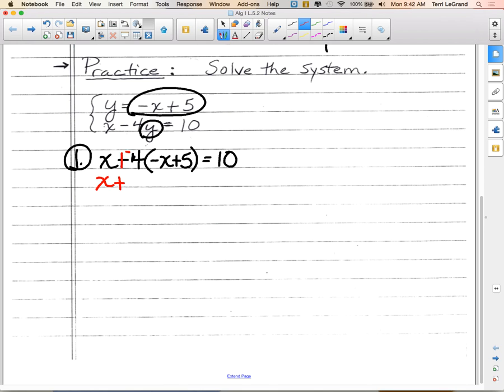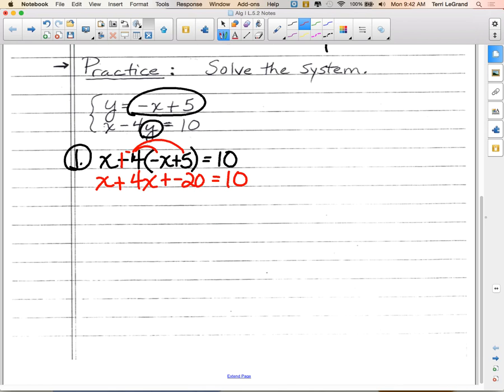And now we're going to do some simplifying. We're going to take the negative 4 times the negative x. We're going to take the negative 4 times the 5. So you with me? Let's do it. Negative 4 times negative x is a positive 4x, right? Bring down that plus sign that's in those parentheses. Negative 4 times 5 is negative 20.